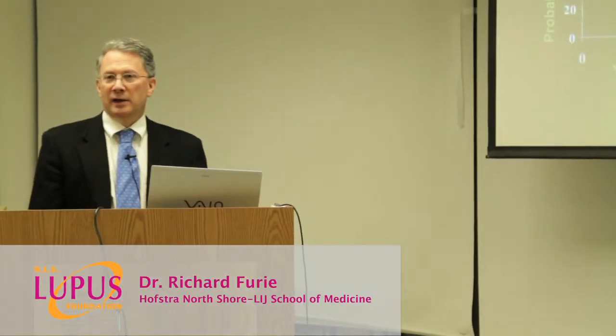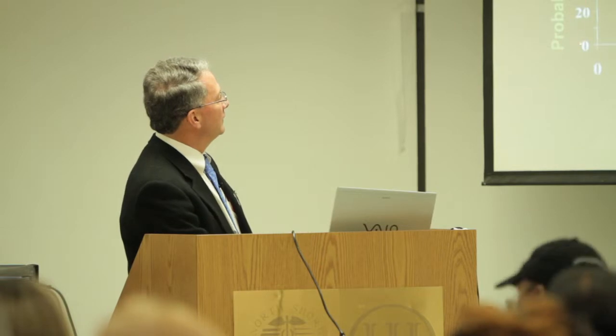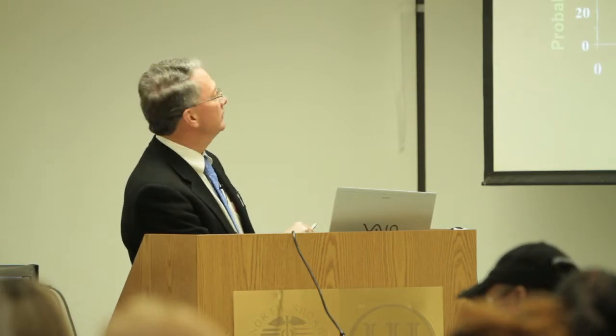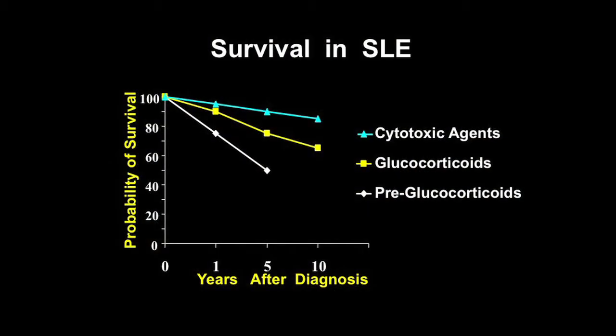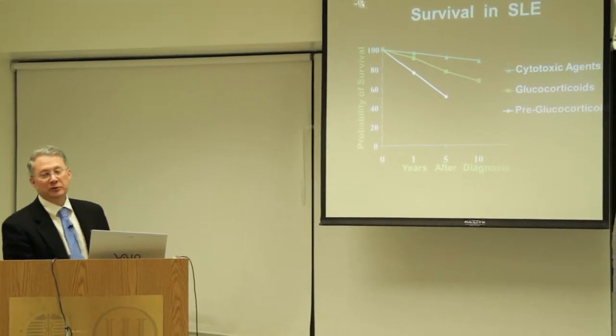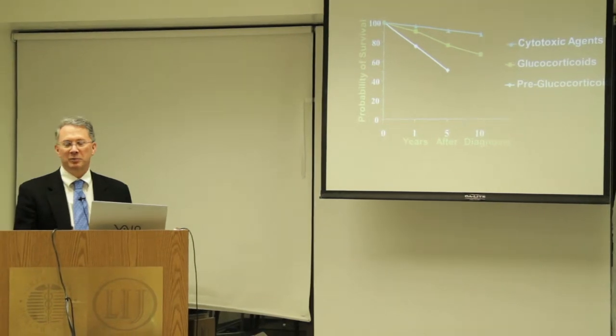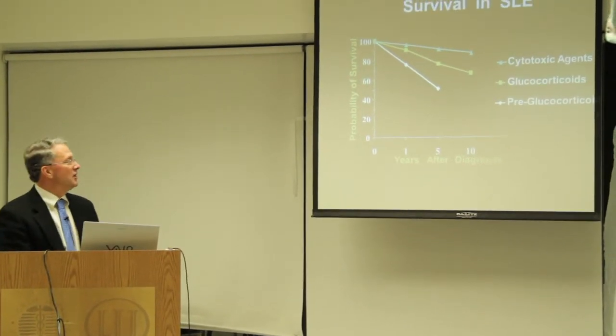We've come a long way in treating lupus. So go back to the 1940s before we had steroids, and you can see the survival over here on this y-axis. So you start out at 100%, and here's time after diagnosis, 1, 5, and 10 years. So pre-steroids, there's about a 50% 5-year survival. We're going back to the early part of the 1900s.